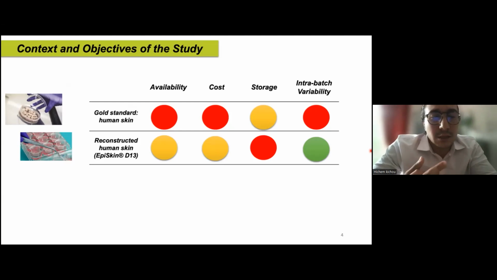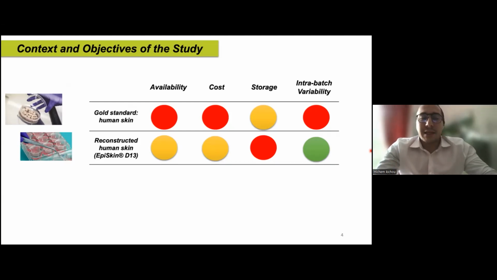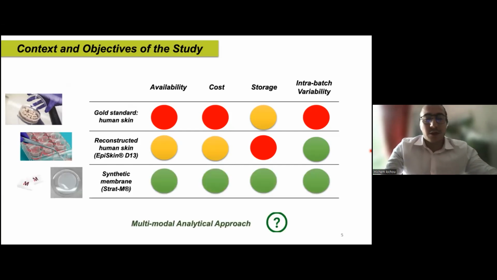Here we will take the example of EpiSkin at 13 days of maturation. I will explain more about these maturation days. This marketed model is one of the most widely used in pharmaceutical or cosmetic research and development. Despite its attractiveness, its relatively high cost may limit its use in pilot studies and screening of active formulations.